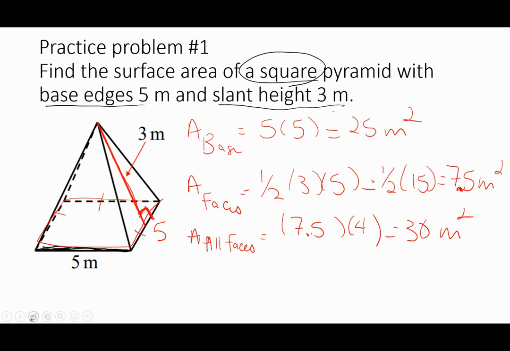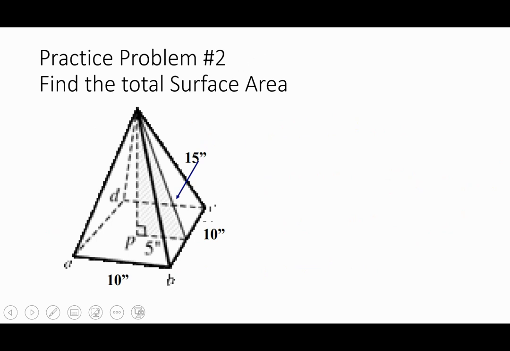And then our area total is 30 plus 25, which gives us 55 meters squared. So we need to know that the slant height is on the side because it's a triangle. We need to know the altitude or the height to be able to figure out the area of our side. Okay, here's another practice problem.